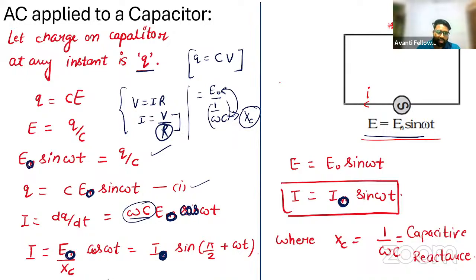So I here will become E naught upon XC cos omega t, I naught sin omega t. Again, we want E and this I in the same trigonometric ratio to analyze in a better way. So E is equal to E naught sin omega t. Since it is positive cos omega t, we can write I naught sin omega t plus pi by 2.